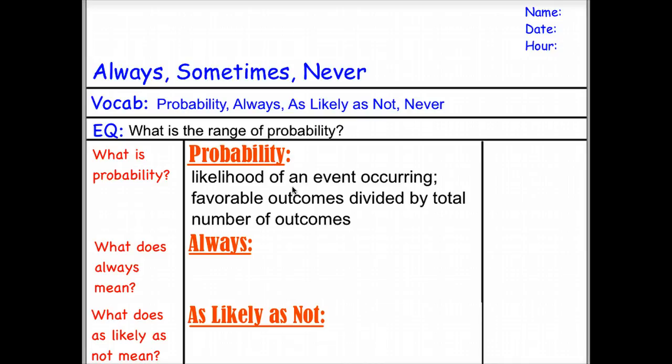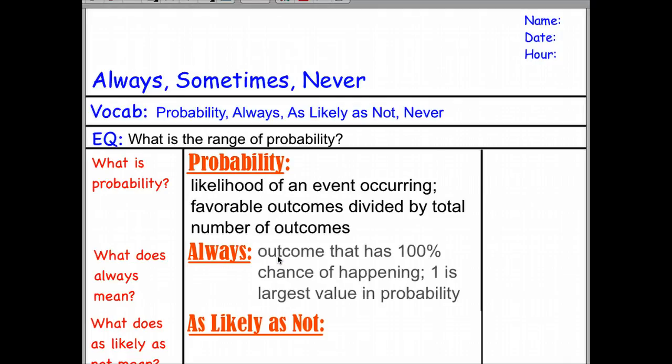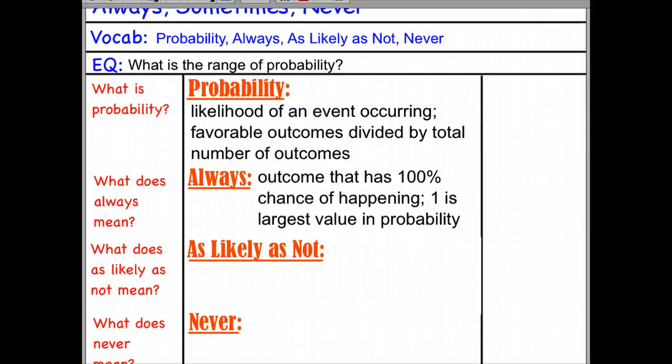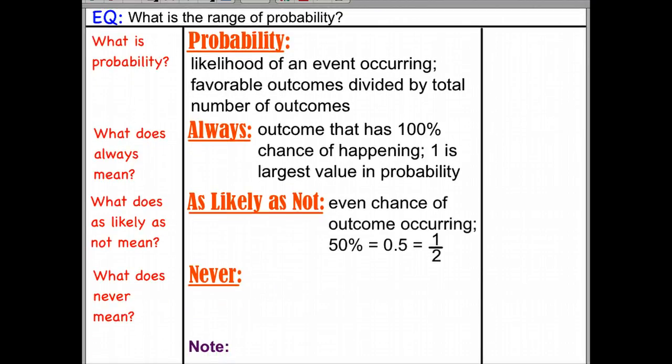At one extreme, we've got always, which is the outcome that has a 100% chance of happening, or a value of 1. And 1 is the largest value in probability. About halfway down the line, we've got as likely as not, where we have an even chance of it occurring. You ever hear people saying a 50-50 chance? They're talking about as likely as not. So it's a probability of 50% or 0.5 or 1/2.